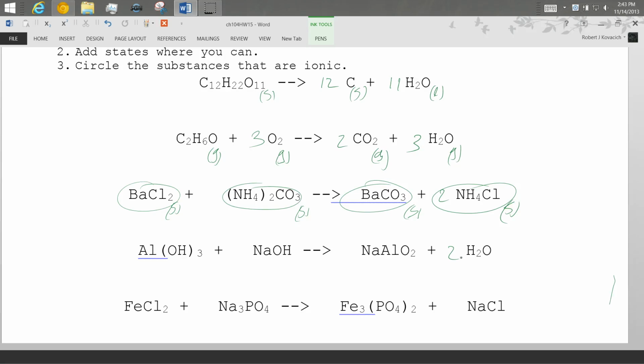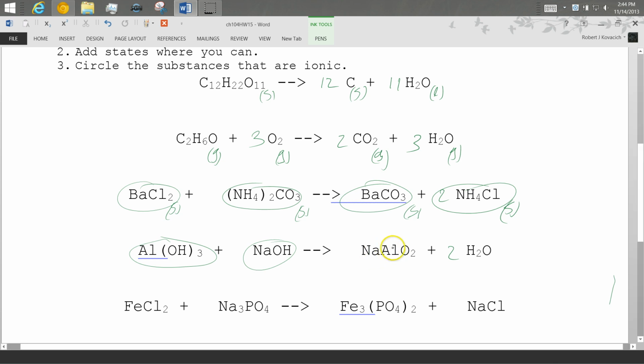So I've got aluminum hydroxide. What kind of compound is that? Ionic, so I get circled. Sodium hydroxide? Ionic. Sodium, something you have no idea what it is? Why? Because it's got what? Because there's a metal there, right? The sodium's there. I also have an aluminum in that as well. Not the water molecule. That's AlO2, just one of the million polyatomic ions I didn't tell you needed to remember. So balancing did that. States.